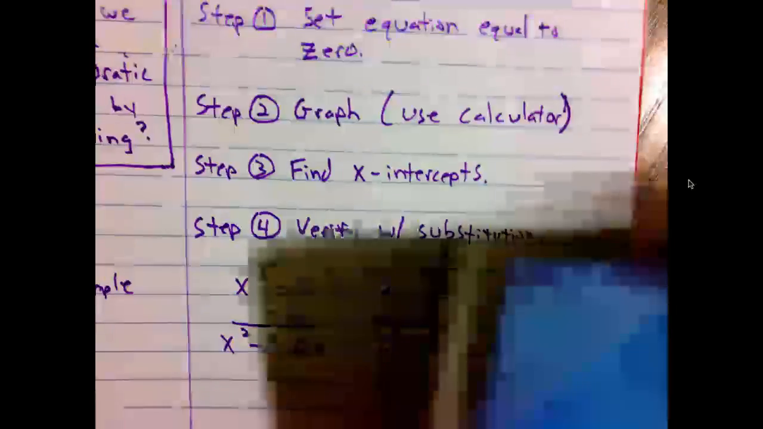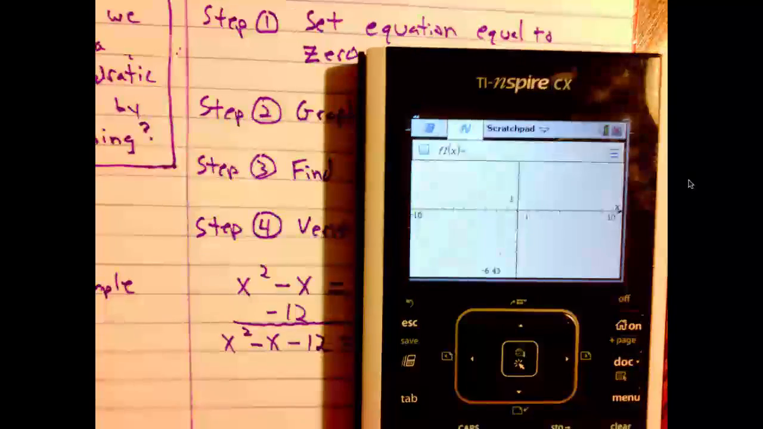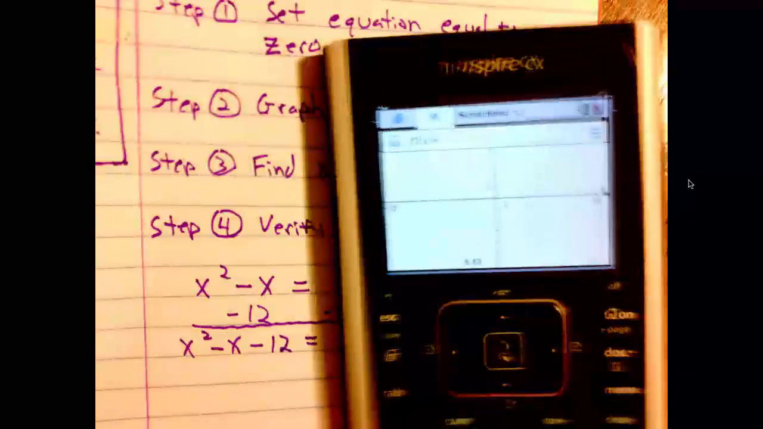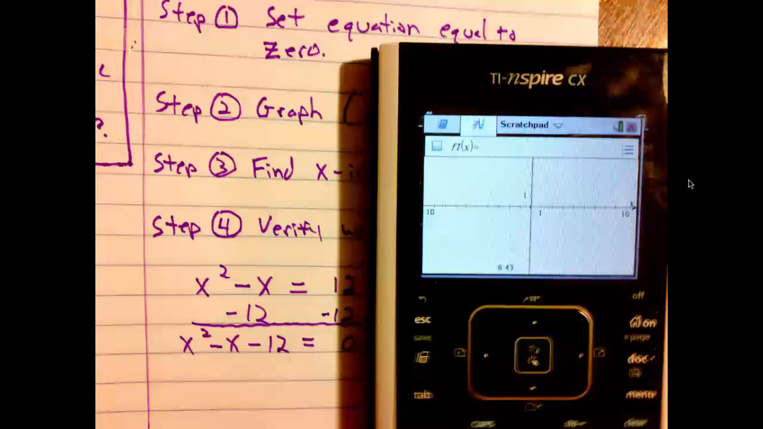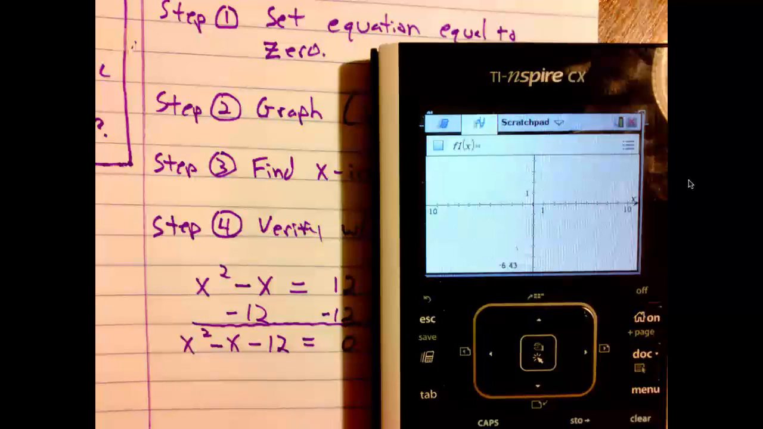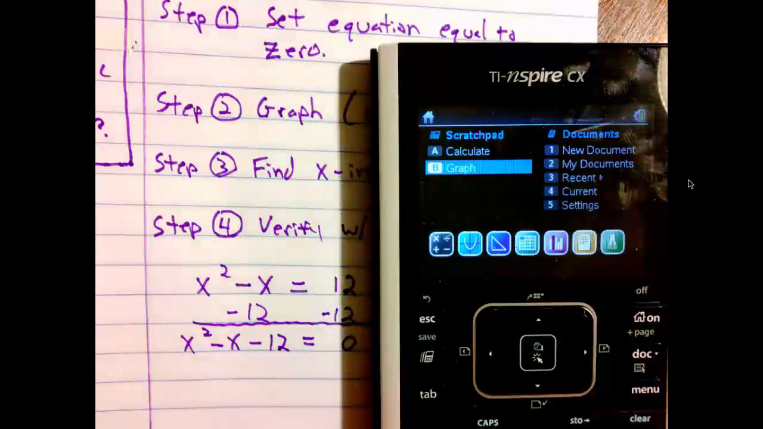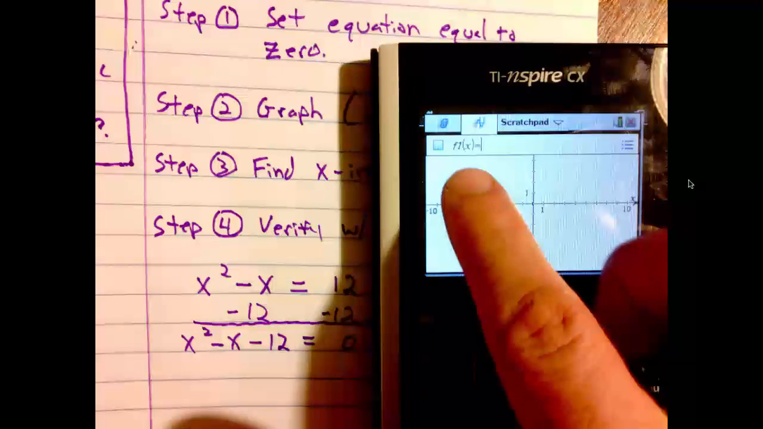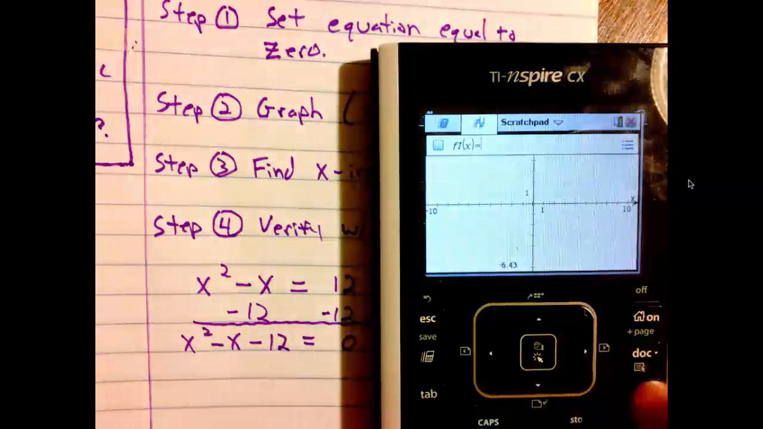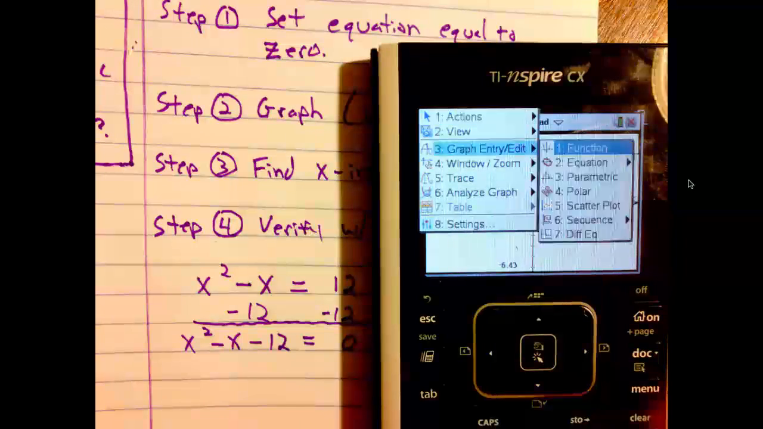All right, so here I'm going to my calculator. I went to the Scratchpad grapher. That is from my home screen. From the home screen, I chose B for graph. Okay, it says f1 of x. I'm in my function notation. If you're not in your function notation, you could go to Menu, 3, Graph Entry/Edit, and choose one function. All right.